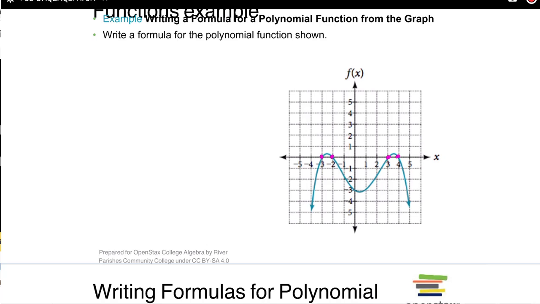So we have an x-intercept at -3. We have one at -2. We have one at +3. And we have one at +4. So if we were to write these as factors, this is the factor x plus 3. This is the factor x plus 2. This is the factor x minus 3. And this is the factor x minus 4. So we're going backwards.